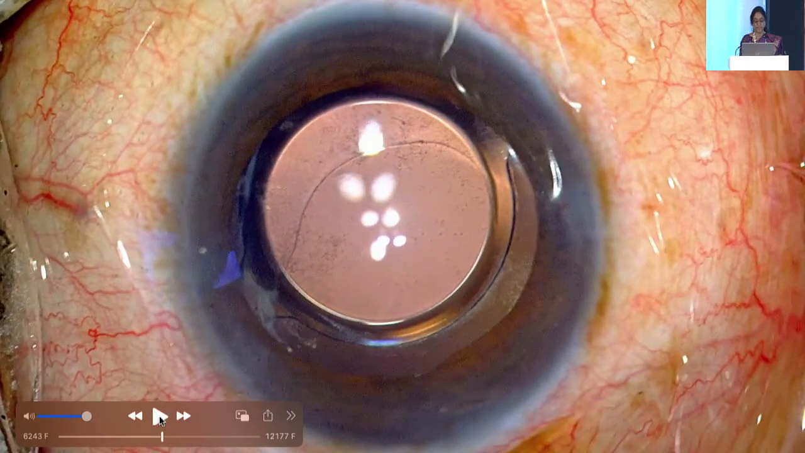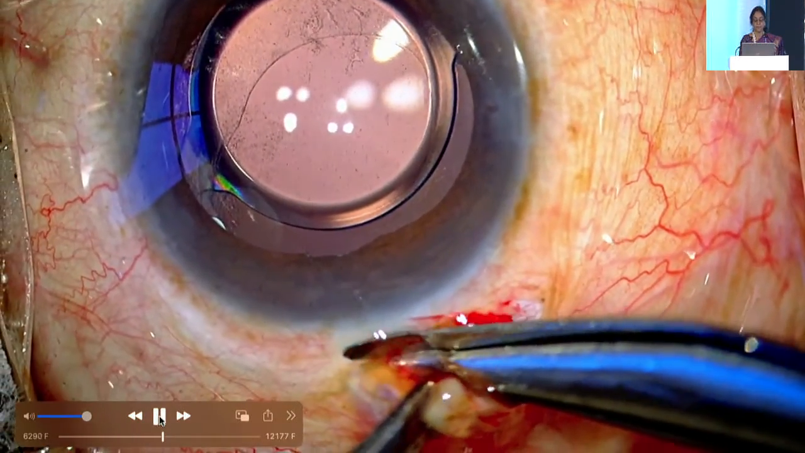I'll just pause here. This is how it looked after 5 days. And I was not at all happy with the appearance of this case because the bag is decentered, the rhexis is small. So now I plan for a secondary intervention, putting a CTS segment at this juncture.